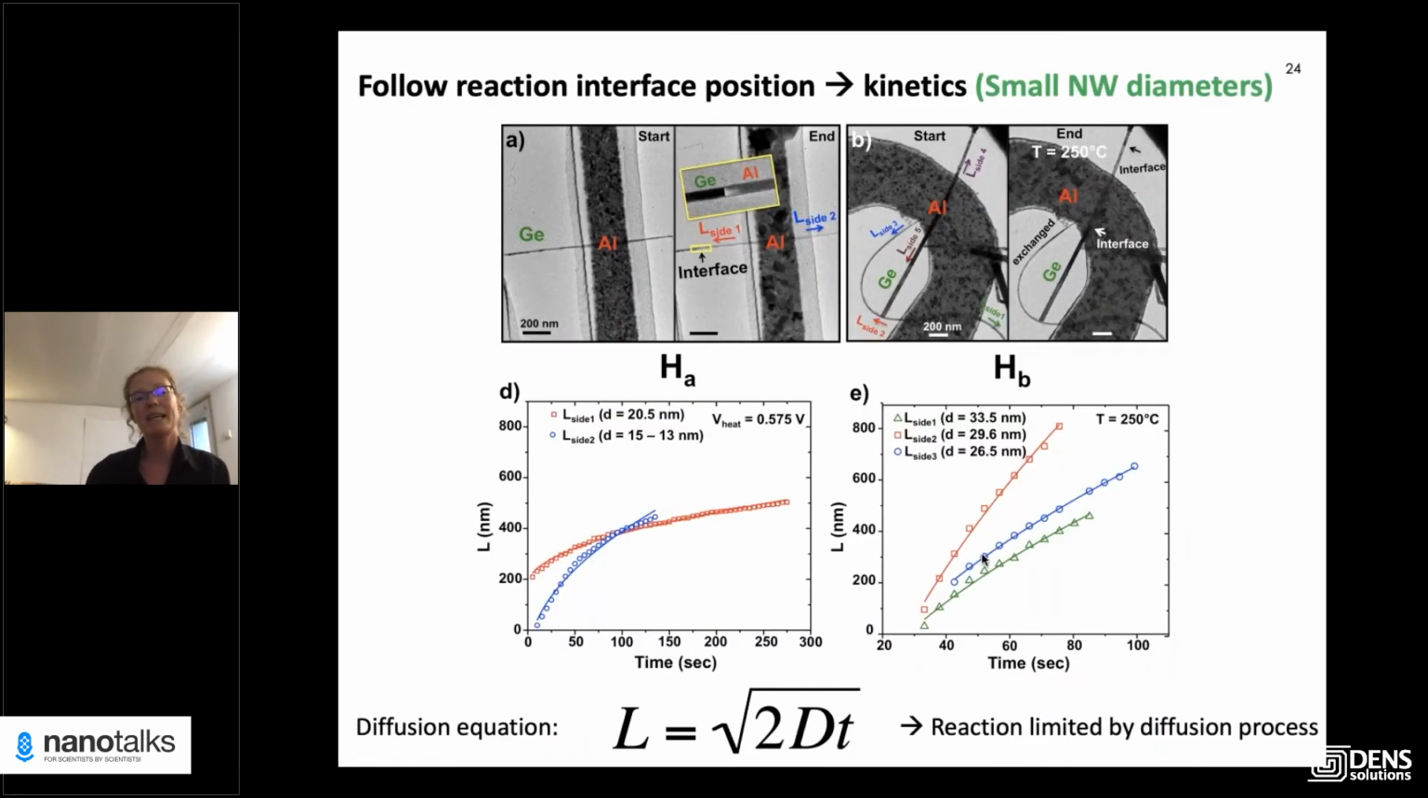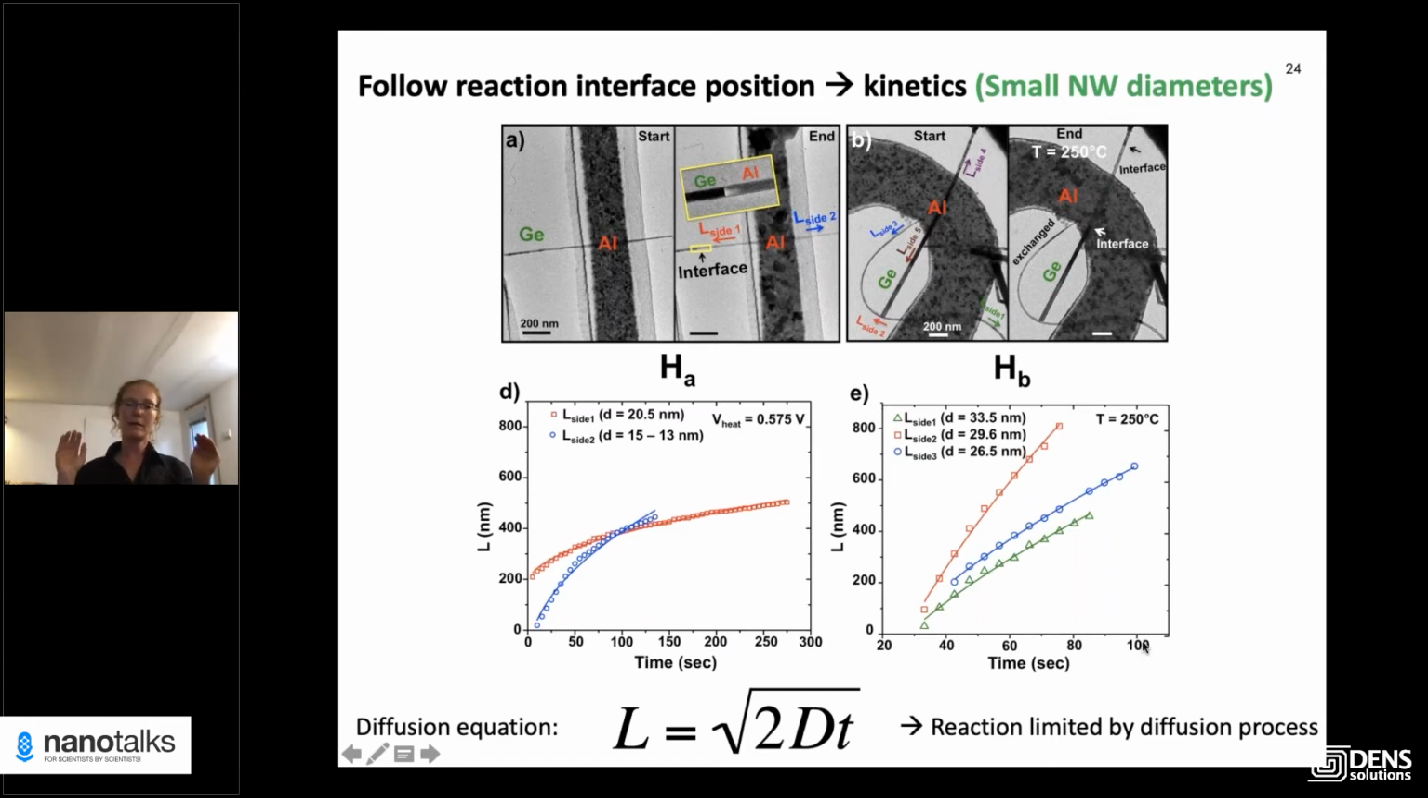Another thing we looked at was the reaction kinetics. So we followed the reaction interface position, and here I show you results on nanowires with small diameters. This is an experiment done by very local Joule heating, so not calibrated in temperature. You see L, the distance the interface has traveled, as a function of time. Here you see an experiment carried out at 250 degrees on the heating chip, and again, the distance the interface has traveled as a function of time.